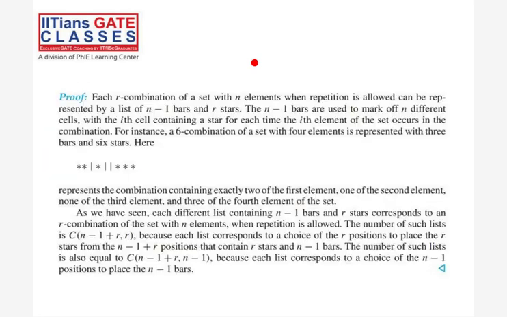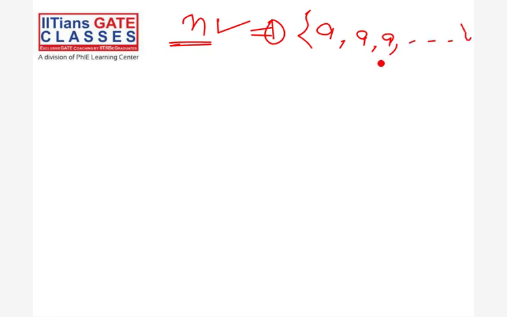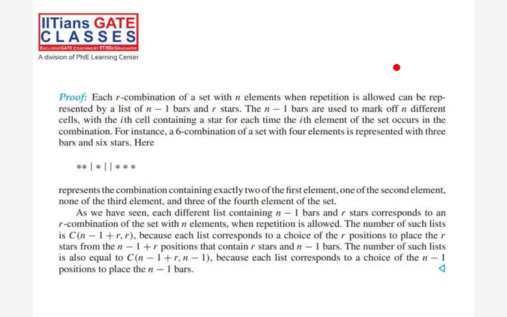To prove this, we will do it like this. Let's assume that you have n identical elements. Everyone is the same, so basically you can think of it like this: a, and so on. So how many elements are there? n elements are there.